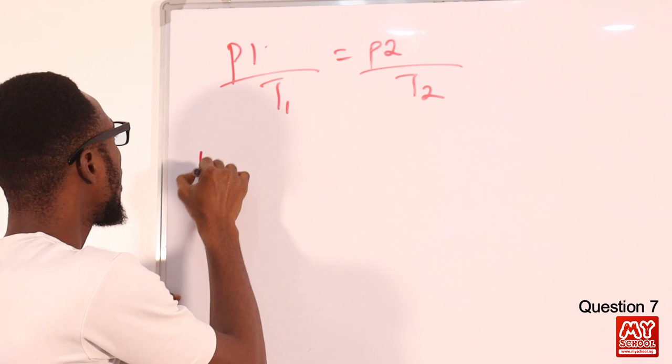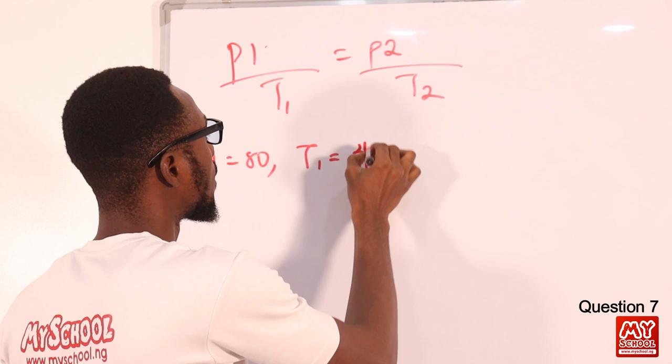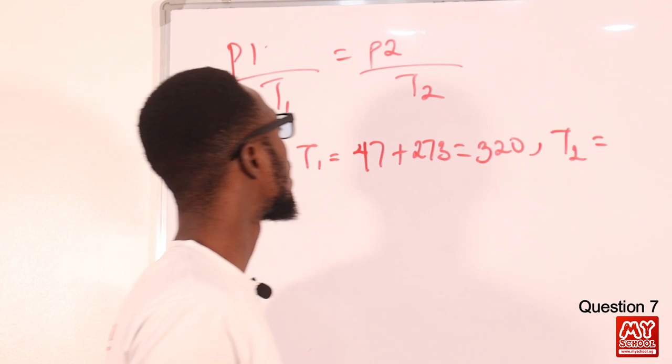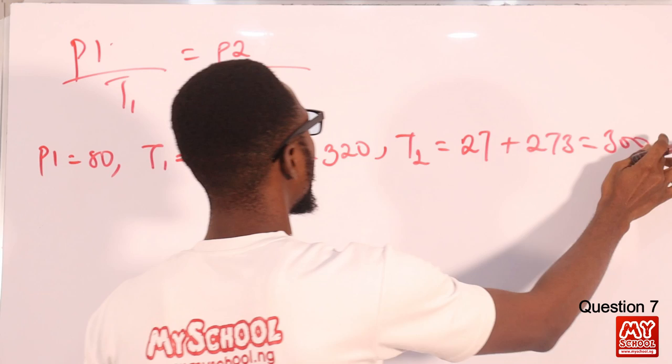Then what about T1? T1 is given as 47, so we have to convert to Kelvin. 47 to Kelvin would be plus 273, and that should give me 320. Then T2 is what? T2 is given as 27 degrees, so we have to convert to Kelvin as well. So I should have plus 273, that should be 300. Okay, I can put Kelvin there. I neglected the unit.